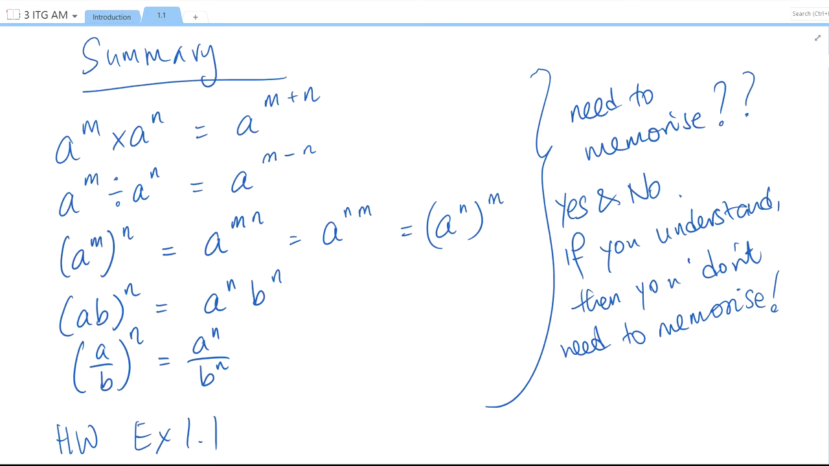So this is the summary that we have. The 5 laws of indices. Take note of these and their equivalent forms. And over here, do we need to memorize? Actually, if you understand everything, you don't really need to memorize. Okay, but you must be very familiar with them.